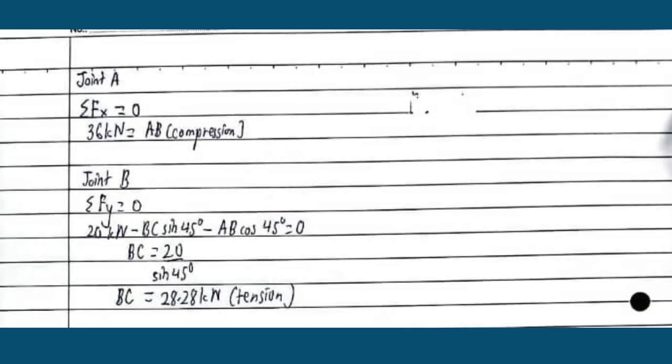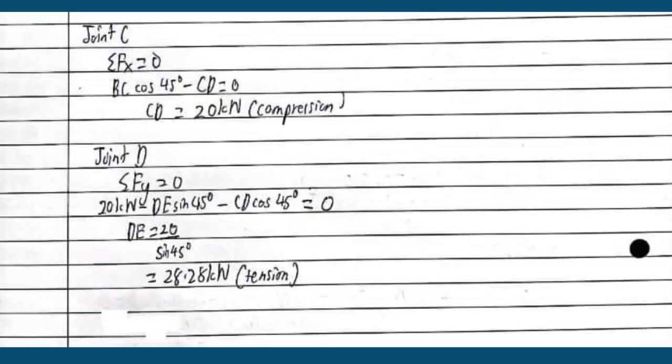For member AB, this member is in compression as the force is directed towards the joint, while for BC, this member is in tension as the force is directed away from the joint. Meanwhile, for member CD, this member is in compression as the force is directed towards the joint, while member DE is in tension because the force is directed away from the joint.